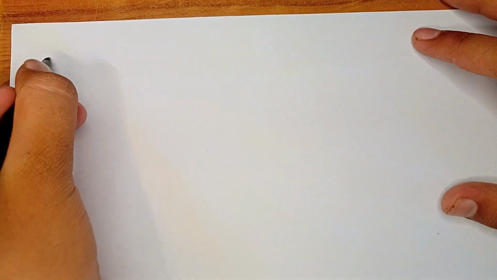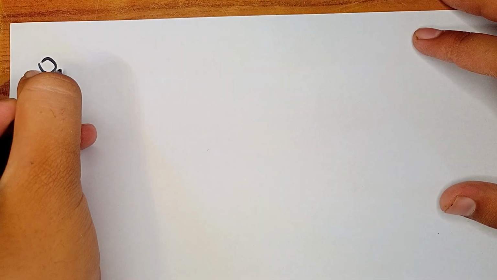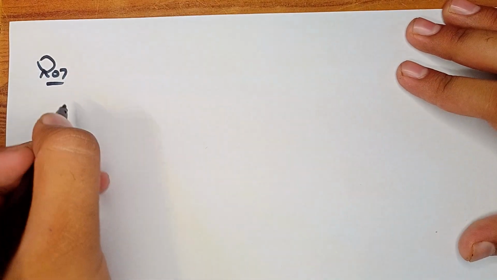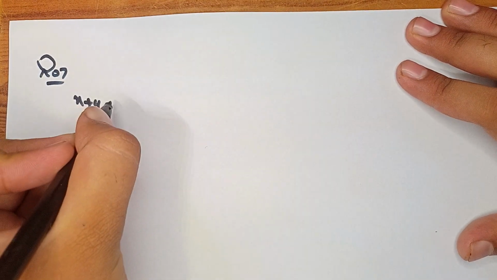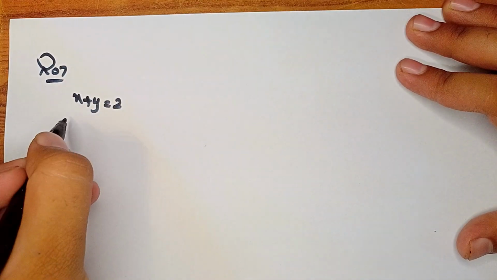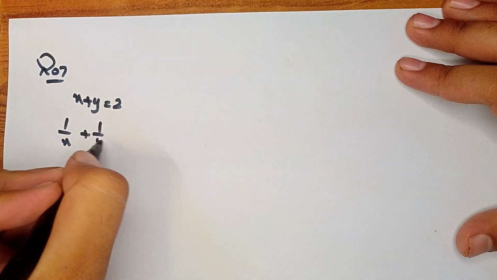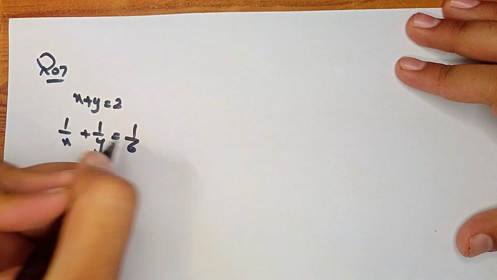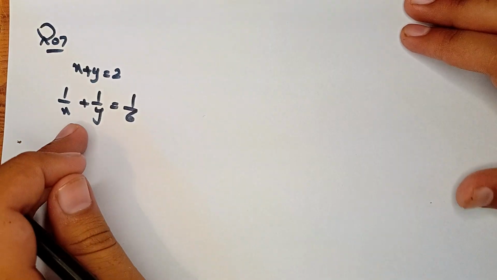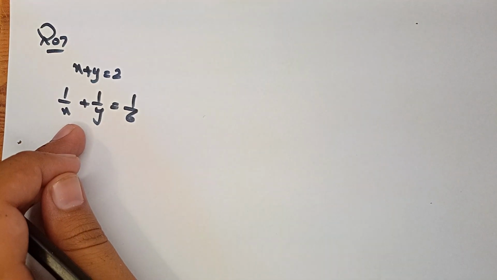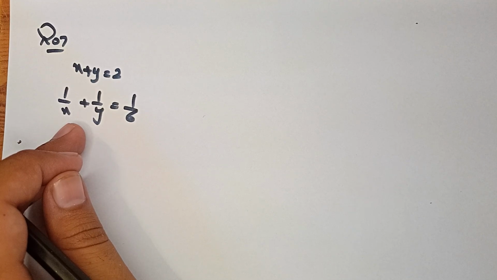Today our question is somewhat difficult, so we have to solve it. The question is number 7. We have two values, x plus y equals 2, but with a twist: 1 by x plus 1 by y equals 1 by 6. This is somewhat difficult for us to solve, so let's solve this equation with a real-world example.